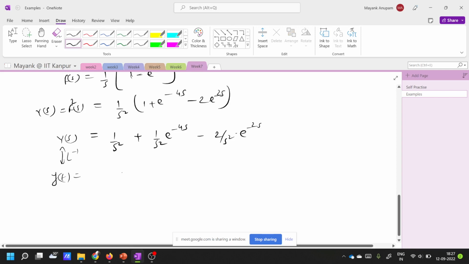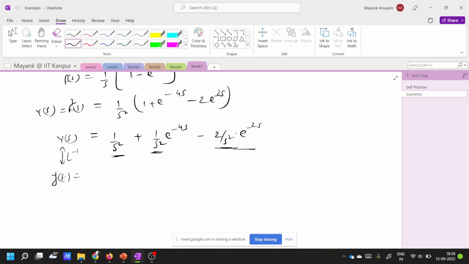What will be that? T by 2, sir. So each and every term you have to take inverse, right? So you have to take inverse of this, and inverse of this. Correct? So what is the inverse of 1 by s square? T by 2, sir. It's only t, it's not t by 2.